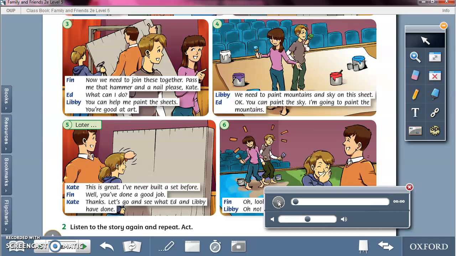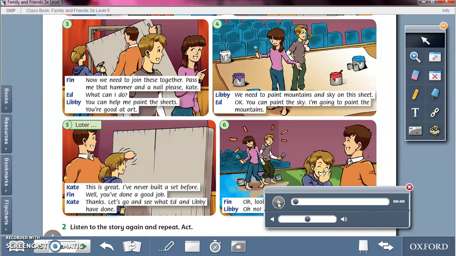Now we need to join these together. Pass me that hammer and a nail, please, Kate. What can I do? You can help me paint the sheets. You're good at art. Okay. Now we need to join these together. Pass me that hammer and a nail, please, Kate. What can I do? You can help me paint the sheets. You are good at art. Now we need to join these together.